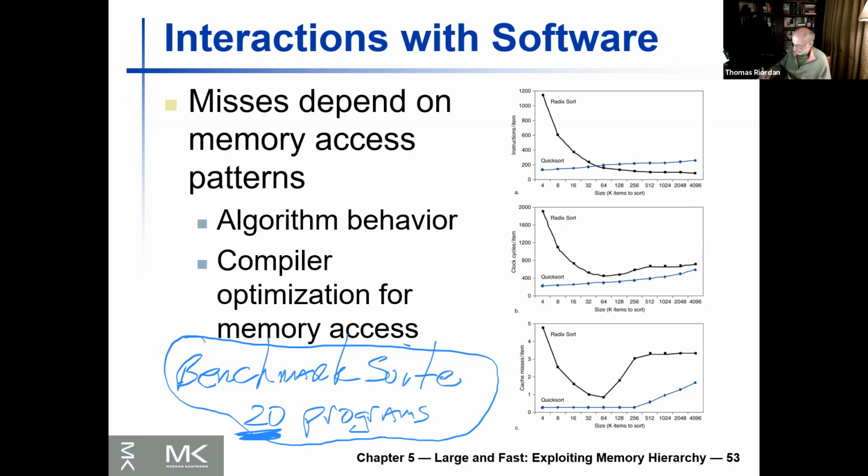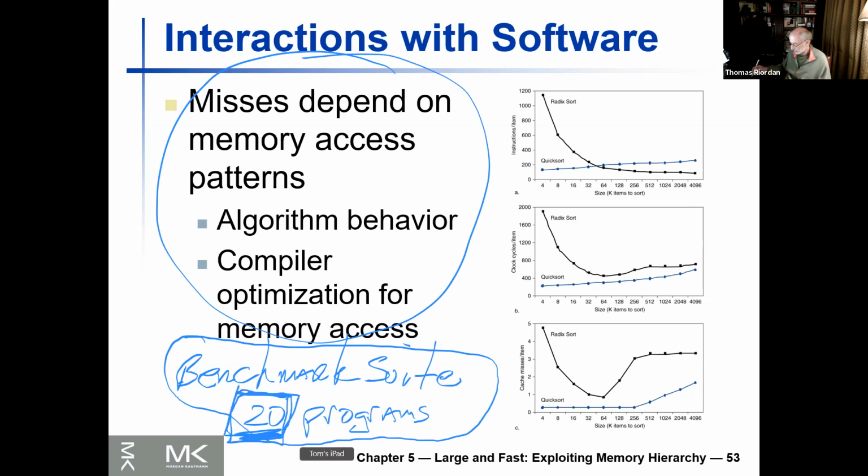Because what happens is very dependent on the program and the algorithm. So we have to pick 20 representative programs, 20 or more, and that's how we design the processor to make it do the best on all of those. You can't just pick one.